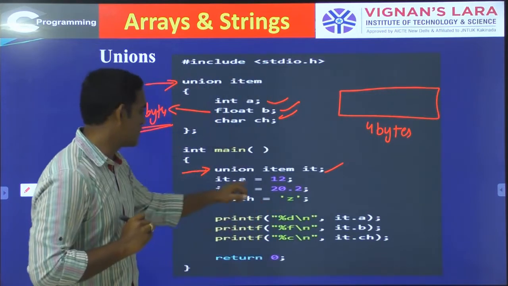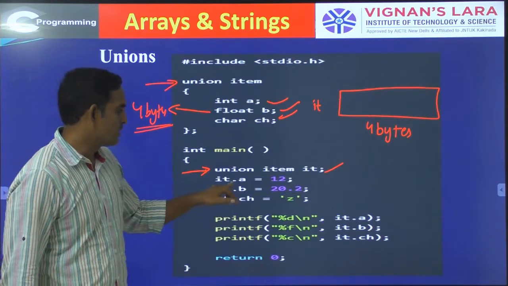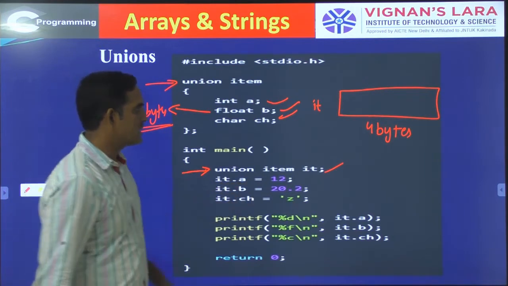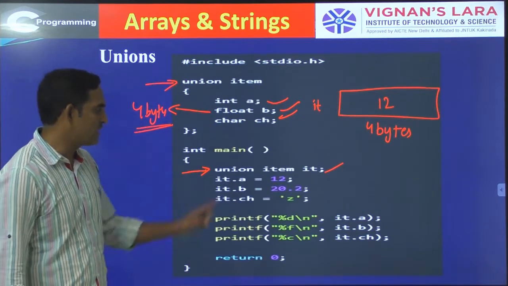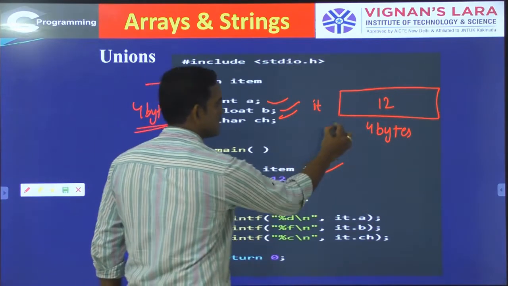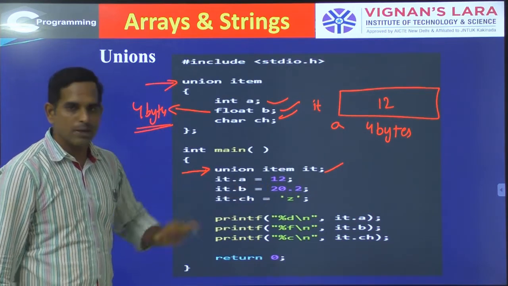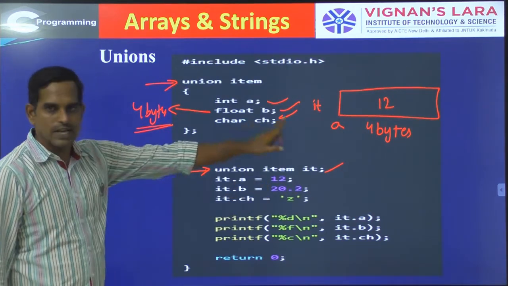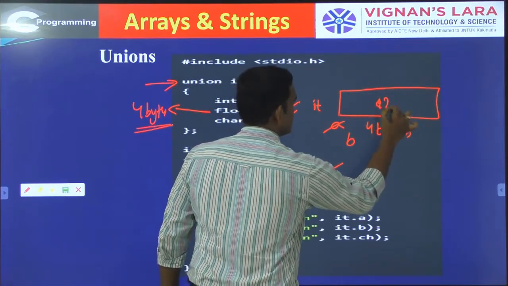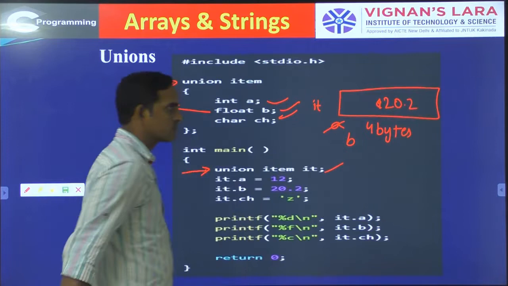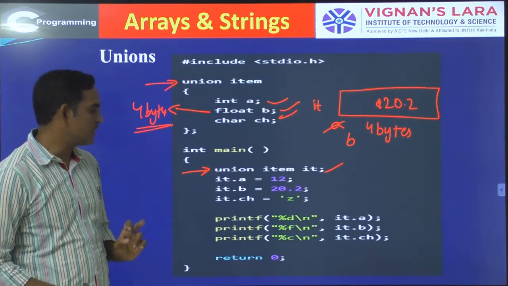When I create a union variable, it has only 4 bytes of memory. So it.a is equal to 12. At this instance, we are going to store the value 12 in a. Now it.b is equal to 20.2. Since it has only one memory, the 12 will be replaced by 20.2. Your 12 will go and you will be storing only 20.2.